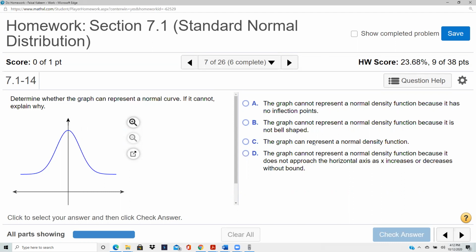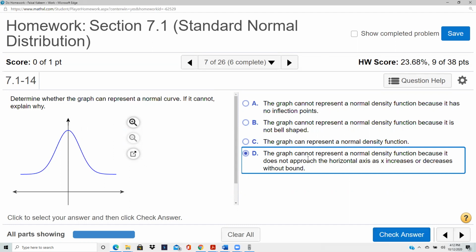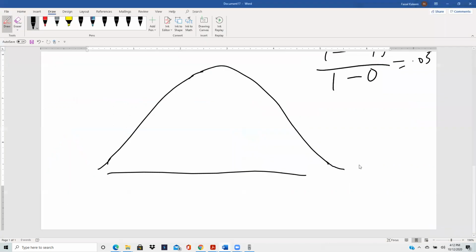Can it represent a normal density function? No. So now we know this is correct, but let's look at the reason. Cannot represent a normal density function because it does not approach the horizontal axis as x increases or decreases. Remember, a normal curve has to approach the horizontal axis. See, this one is approaching the horizontal axis. If we enlarge the horizontal axis a bit further, similarly in that direction.